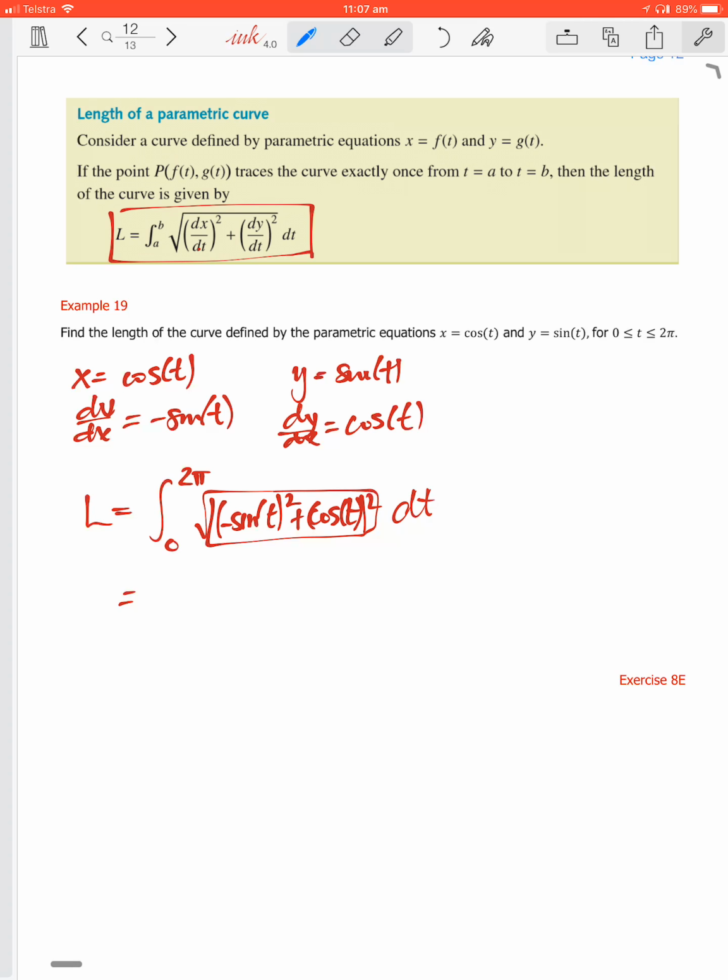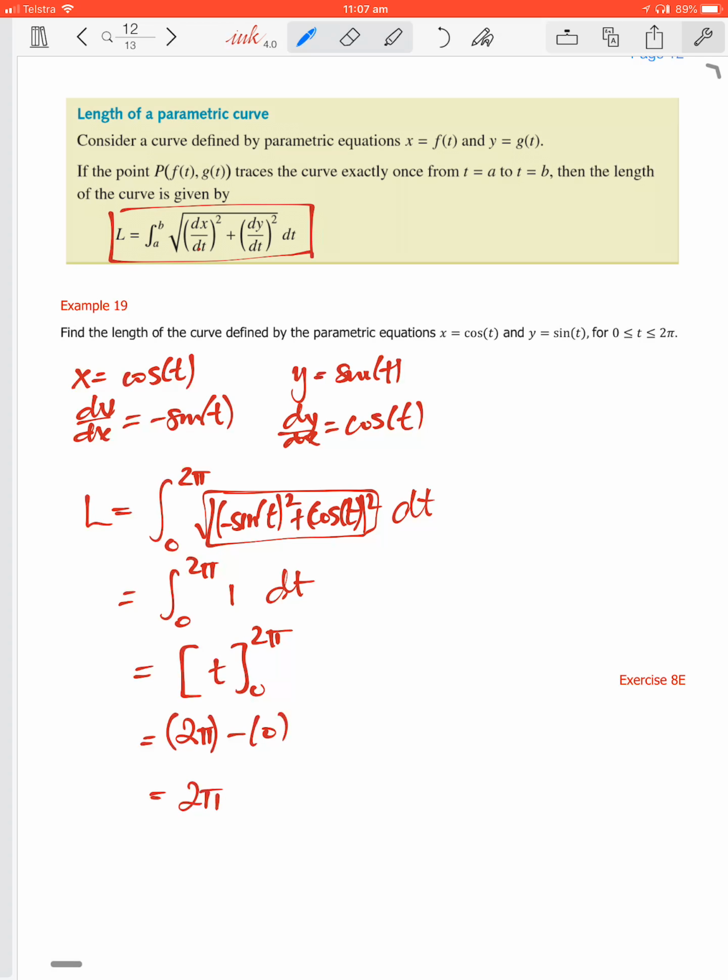We know that underneath, when I square negative sine t, it's going to be sine squared t plus cos squared t, which is just 1, and the square root of 1 is 1. So we end up with the integral from 0 to 2 pi of 1 dt, which gives us t, from 0 to 2 pi. So our length is 2 pi minus 0, which is 2 pi.